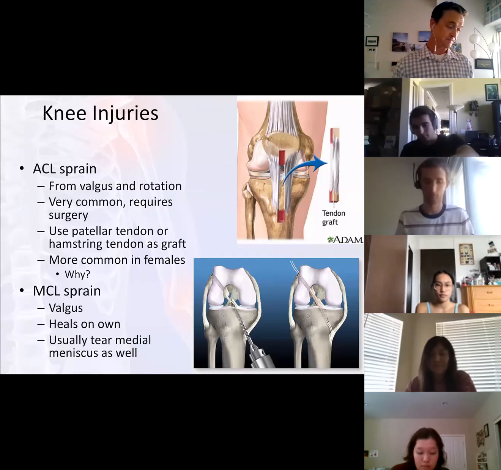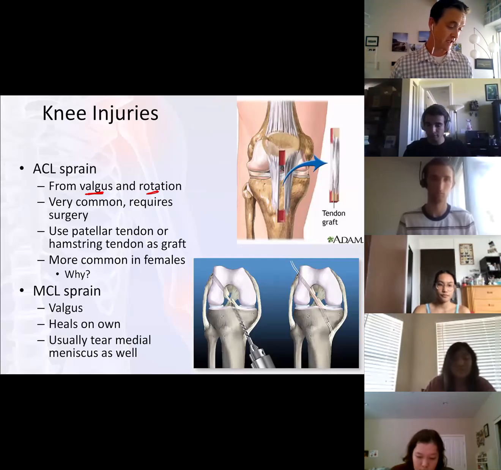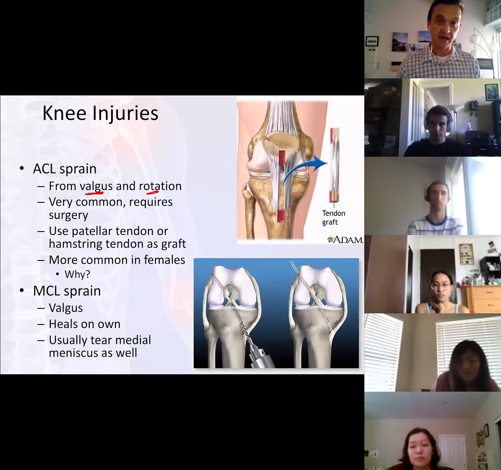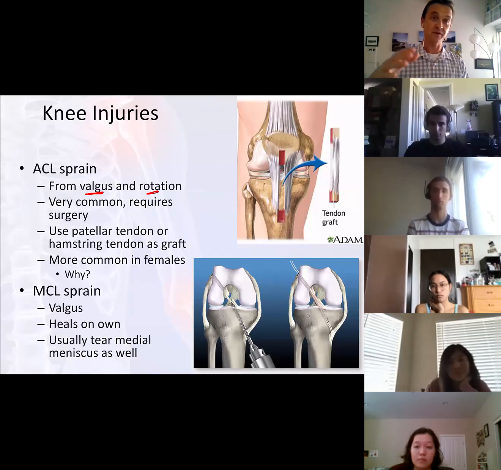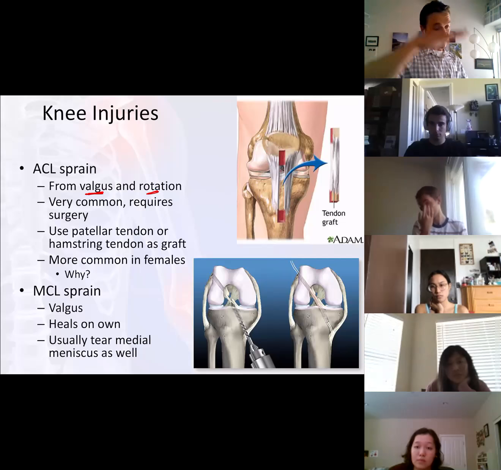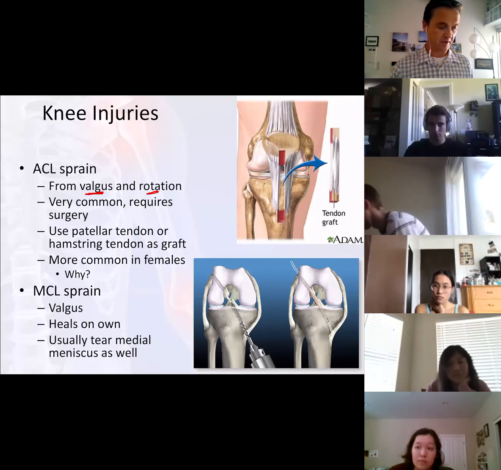So the ACL sprain, again, usually results from a combination of valgus and rotation. And the weird part about ACL sprains is they're typically non-contact. Typically somebody's running and they plant their foot and then they cut and change directions and try to go the other way. And when they do that, their foot stays stuck in the turf or the ground, and then their body moves on top of that and rotates, and then their knee falls in that valgus motion along with rotation.